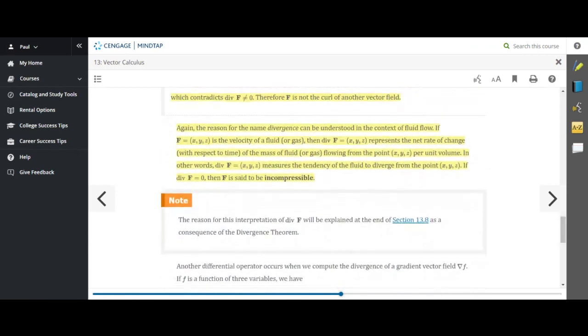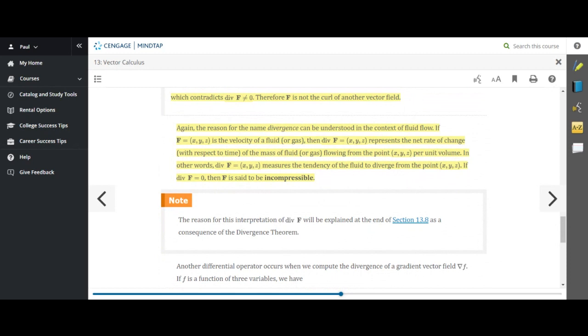So how can we interpret divergence in terms of physics and engineering? They have highlighted again that the reason for the name divergence can be understood in the context of fluid flow. My father was an expert in this. If you have a vector field that's the velocity of a fluid or gas, then the divergence of the vector field represents the net rate of change with respect to the mass of the fluid flowing from the point per unit volume. You are adding up partial derivatives, and those are rates. So the net rate of change is the sum of all those first partial derivatives.